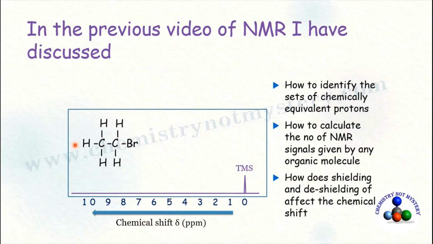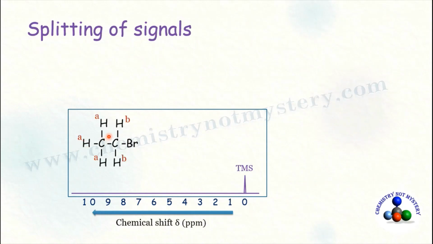First of all, identify the sets of chemically equivalent protons. So here there are two sets of chemically equivalent protons. As there are two sets of chemically equivalent protons, this molecule gives rise to two signals in the NMR spectrum. But which signal belongs to which set of protons?